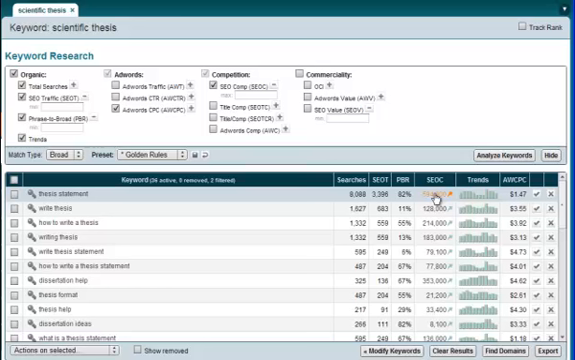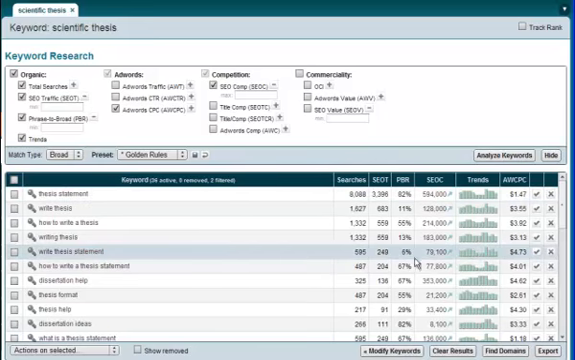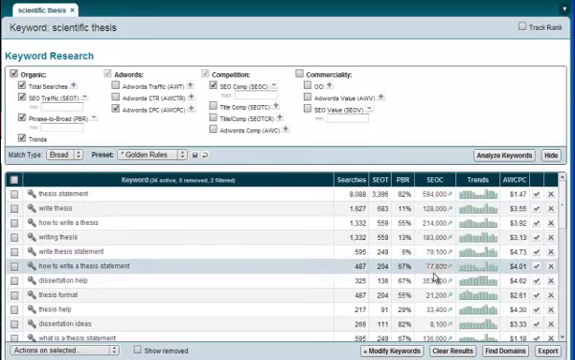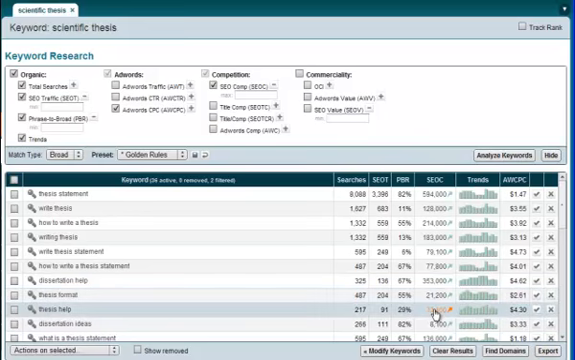What I ideally like to find are keywords that have less than 100,000. So, for example, write thesis statement, only 79,000. How to write a thesis statement, etc. But you've also got some great ones here. This one has 21,000 for thesis format, etc.